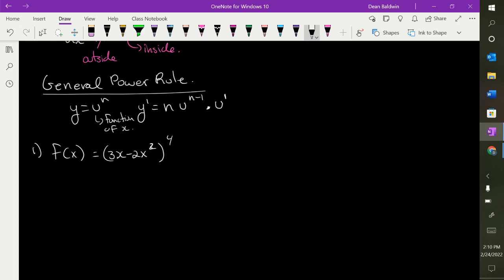So what we do is we use chain rule or power rule. So the derivative is 4 falls down. This is where the general power rule makes a little more sense to students. 4 falls down, 3x minus 2x all squared. Take 1 away from the exponent, so it's the power of 3.